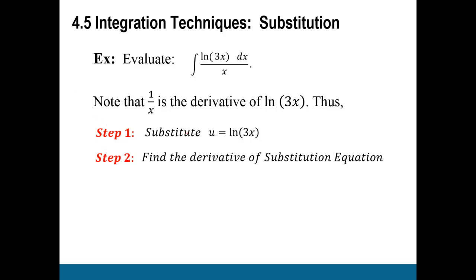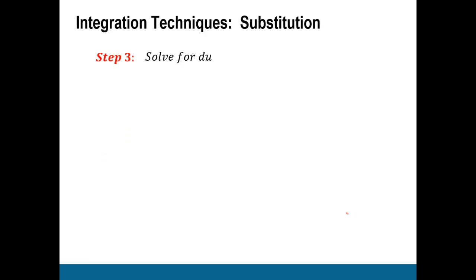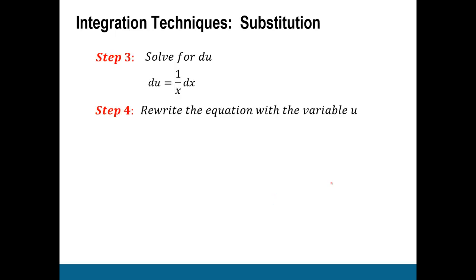So we'll find the derivative for the left-hand side, which is u. We'll find the derivative for the right-hand side, which is the natural log of 3x. Once we find our derivatives, the derivative with respect to x for u is du dx. The derivative with respect to x for the natural log of 3x is 1 over x. We'll now solve for du. So in order to solve for du, we'll multiply both sides by dx.